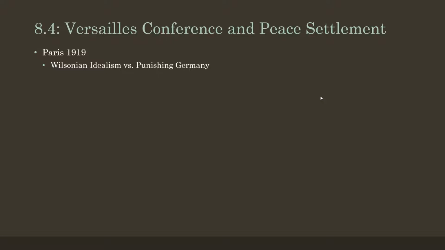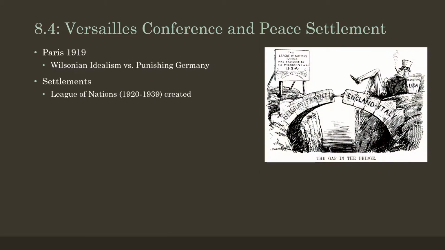There are the idealists led by Woodrow Wilson, the United States president, and there are, I guess we could call them the realists, who want to punish Germany, led by France's George Clemenceau, and Britain's David Lloyd George. What we see is a piece of compromise in some ways, but it's mostly a piece of revenge. Woodrow Wilson gets his League of Nations, which is created in 1920 and is going to last to roughly the outbreak of World War II. I think it might technically last past 1939, but it's all but dissolved by 1939.